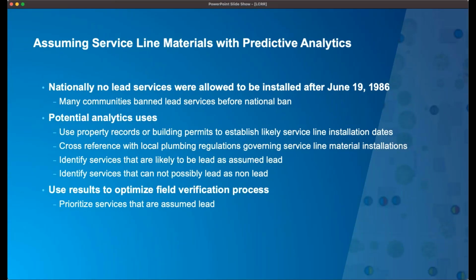Some potential analytic uses: certainly you could and should go get property records or building permits, because this is going to help you establish your likely service line installation dates. You can also cross-reference those, as I mentioned, with local plumbing regulations, and that's also going to help you establish likely lead or non-lead. Then you can use those assumed attributes, or assumed descriptions, to identify services that are likely to be lead, and you would identify those as assumed lead. You can use those as your high priority work to do field verifications. Similarly, you can identify services that cannot possibly be lead because of their installation date as non-lead. Really, what you should be using is this predictive analysis work to optimize your verification work, and that's also going to drive priority on your replacement activities.